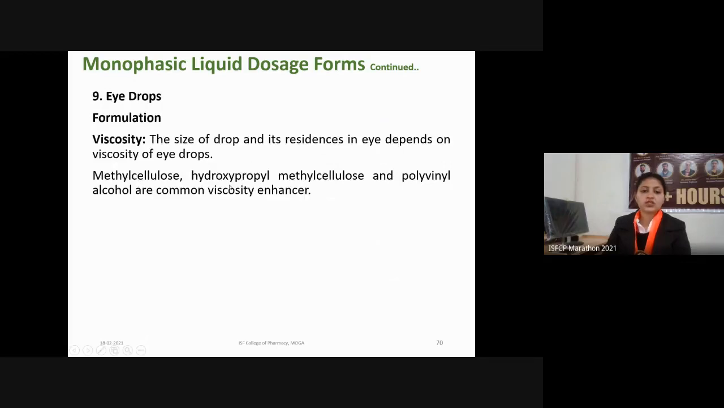Viscosity also plays an important role in the preparation of eye drops. The size of the drop and its residence in the eye depend upon the viscosity of the eye drop. Methyl cellulose, hydroxypropyl methyl cellulose, and polyvinyl alcohol are used as viscosity enhancers.